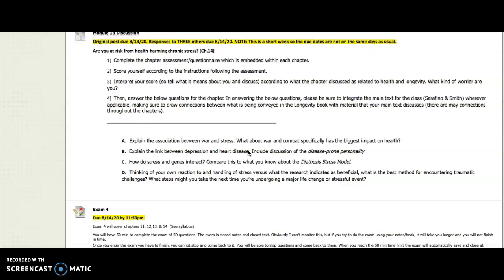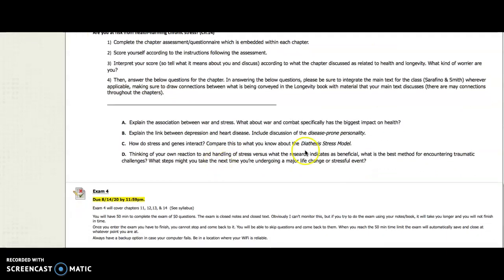So you'll have a chance to really tie in those last couple chapters from Serafino and Smith, along with the Longevity Project and what the termites showed. And then also talking about stress and genes. That's where the diathesis stress model comes into play. We talked about that earlier in the semester. And then the last question kind of deals with just overall, how do you handle stress? And what has research indicated as beneficial for handling stress?